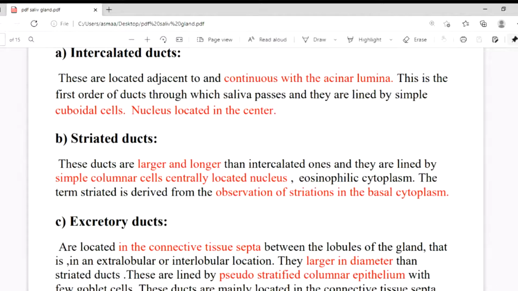Now the saliva reaches the striated duct. These ducts are larger and longer than the intercalated ones, and they are lined by simple columnar epithelium. We observe that the shape of the cell has changed from cuboidal to columnar, with a centrally located nucleus and eosinophilic cytoplasm. The term striated is derived from the observation of striations in the basal cytoplasm.